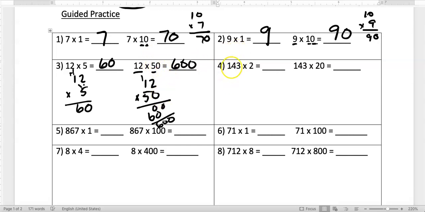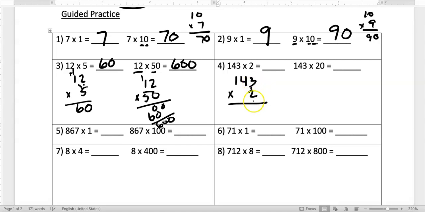Coming on over to number 4. We're moving over with a larger number here. We have 403. Yes, 100. I'm sorry. I totally messed that number up, y'all. We have 143 times 2. So I am going to come over with my algorithm and set up my problem.